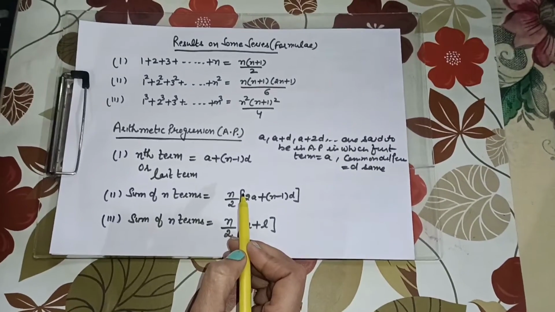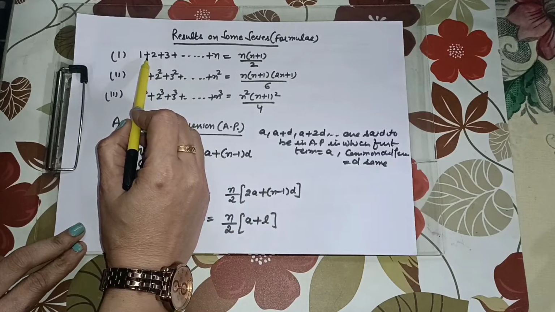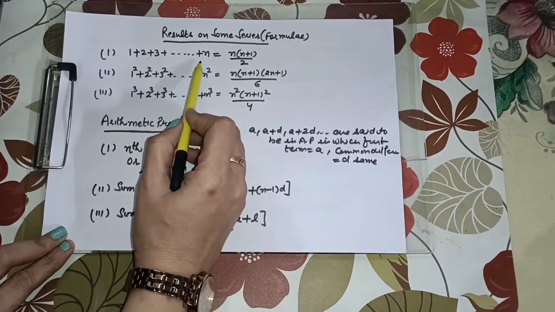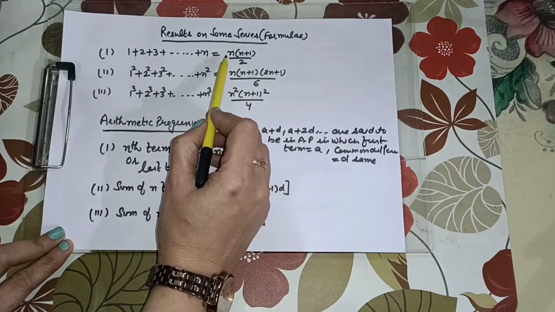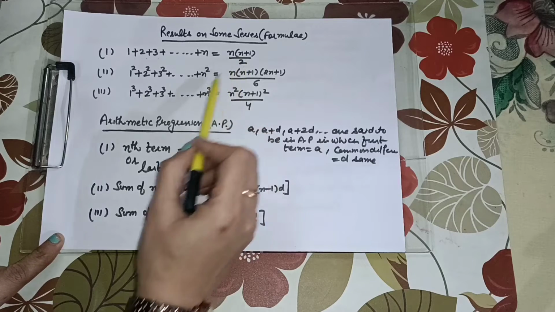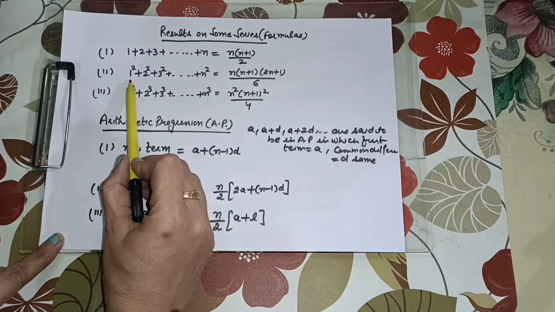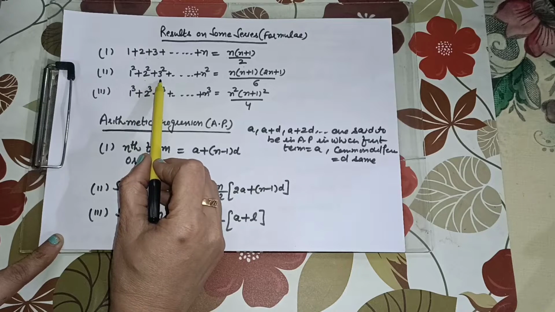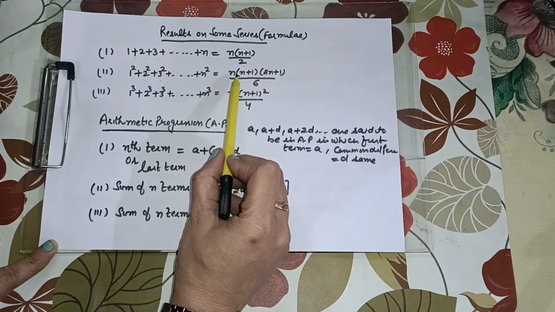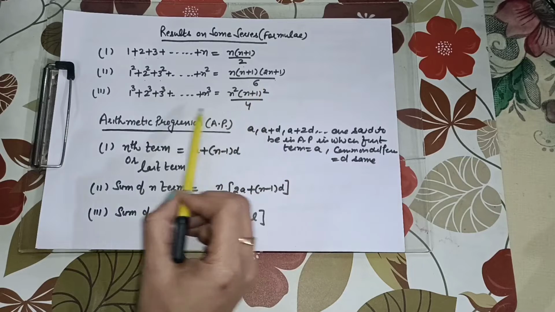Then I will explain illustrations. So this is the sum of a series like 1 plus 2 plus 3 and so on up to n. We can use this formula directly: n(n plus 1) over 2. If the series is of square type, that means 1 square plus 2 square plus 3 square and so on up to n square, then its formula will be n(n plus 1)(2n plus 1) over 6.